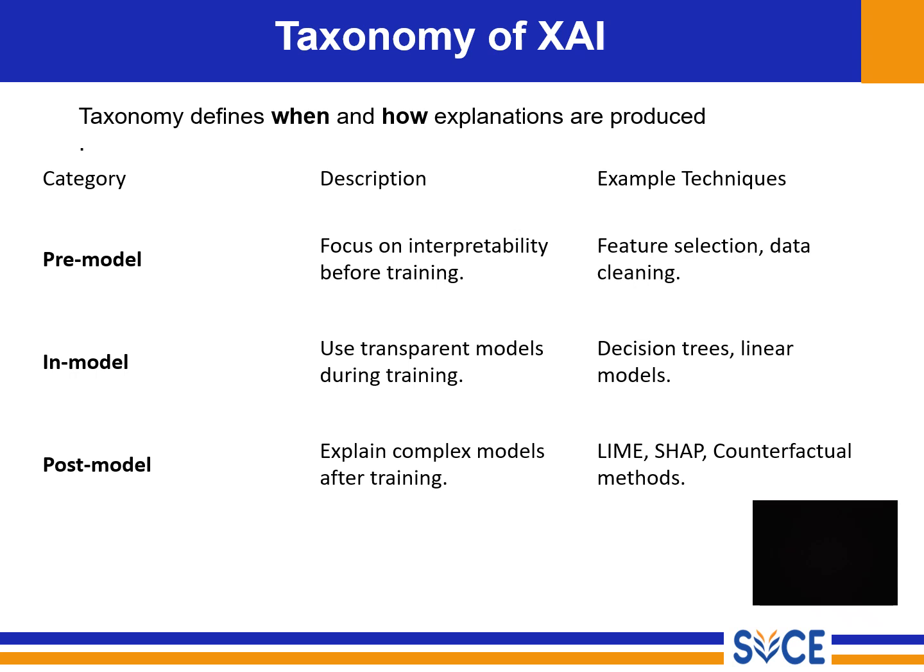So, in summary, pre-model makes the data explainable before building the model. In-model, choose a model that is already easy to interpret. Post-model, if the model is a black box, explain it afterwards using tools like LIME or SHAP. Okay, so if you want transparency from the start, then you go for in-model. If you already have a powerful deep learning model, use post-model explainability to open the black box.